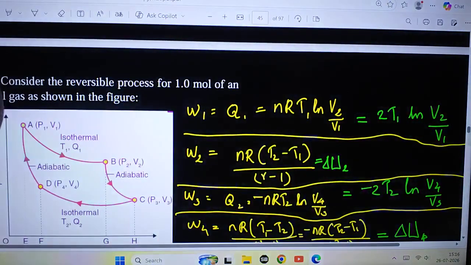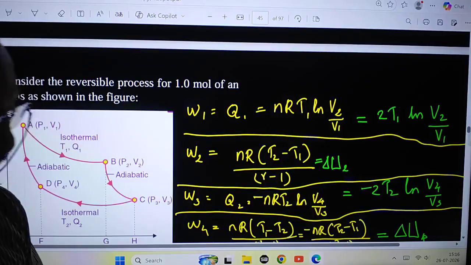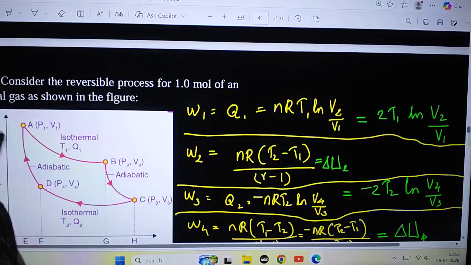So that is wrong. Last one, W1 plus W2 plus W3 plus W4 is equal to 0. The net work involved is 0. No, since it involves isothermal and adiabatic processes, the net work involved is the area covered by these 4 curves. So the last option is also incorrect. So we conclude that in this particular case, option 1 is the answer. Okay.